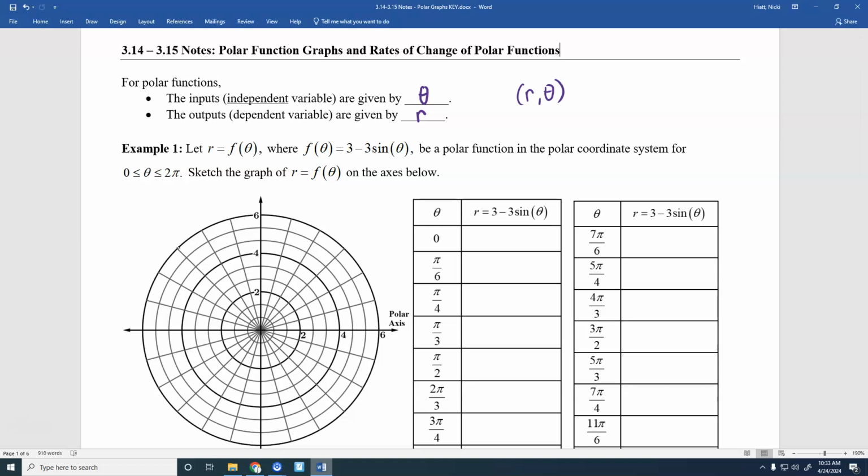So you're just plugging in numbers. Like here we would have 3 minus 3 sine 0. And we're just thinking about unit circles. Sine of 0 is 0, so that would give us 3. So let's graph the point (3, 0). Our radius is 3, our angle is 0. We would have this point right here.